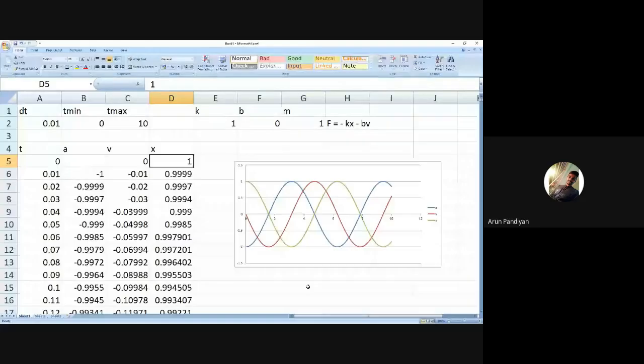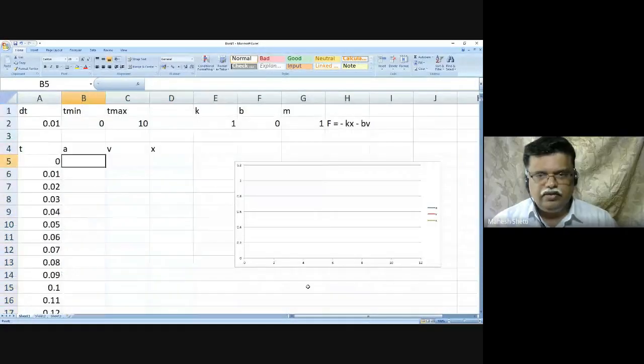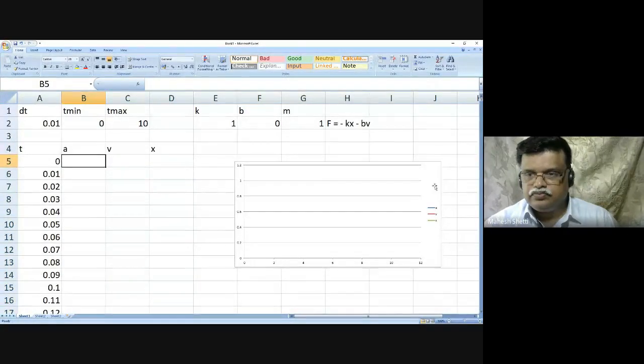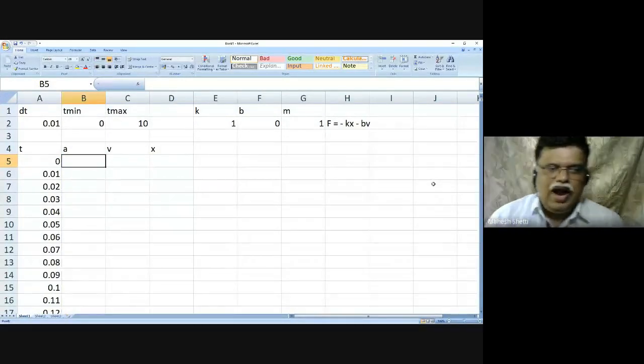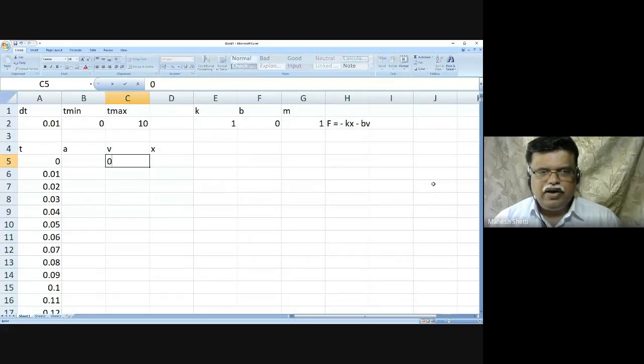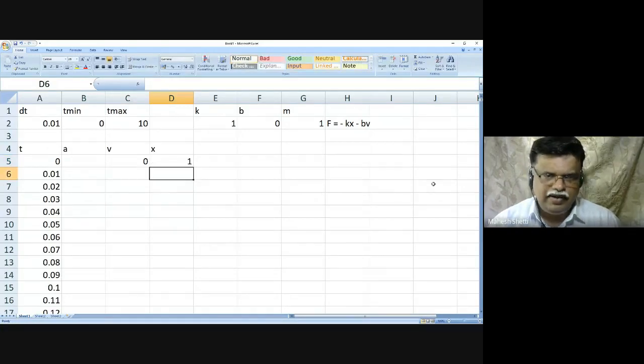Excuse me, sir. Yes. Sir, in the Excel, can you rub it all and do it once again, that from X, V, and A, so that it will be clear? Okay, fine. Let's do that, and let's avoid the confusion. So at t equal to 0, velocity is 0, displacement is, I have given some 1 displacement.